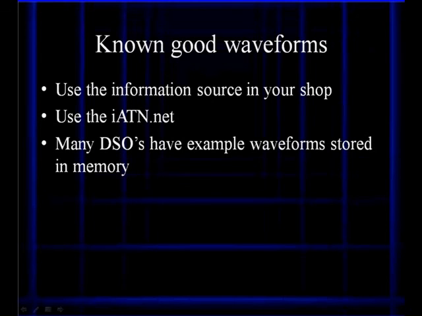You can go there, sign up free. And then if you become a sponsoring member, which is a very inexpensive fee, you can get known good waveforms. You can go to the waveform source and see all the waveforms that everybody's placed on there. And if you don't see the waveform you want and you make a known good waveform, then you can post it on there. Now, many DSOs have example waveforms stored right in the memory. Our DSO, for example, shows us what some known good waveforms look like.